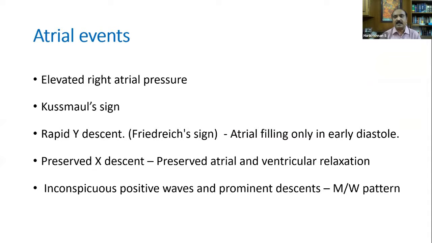Once in the early diastole the atrium fills, then it reaches a particular pressure beyond which the filling is not possible or allowed. Then there is a preserved X descent.